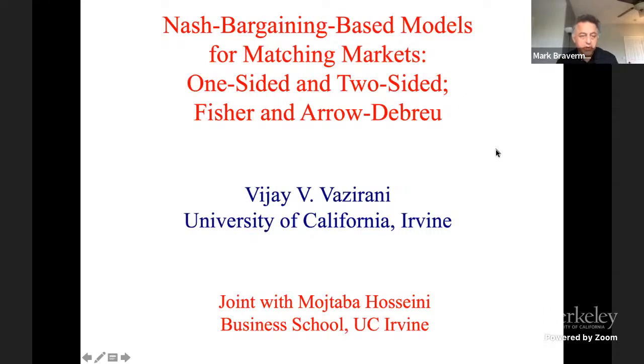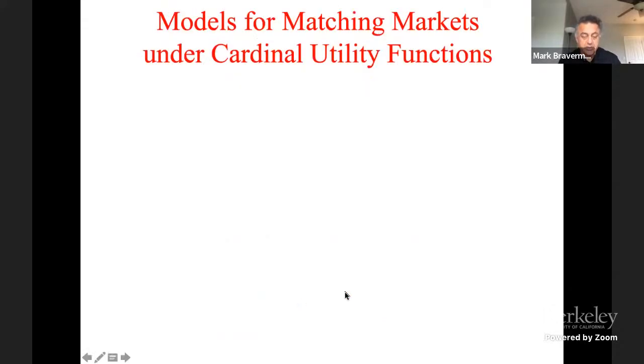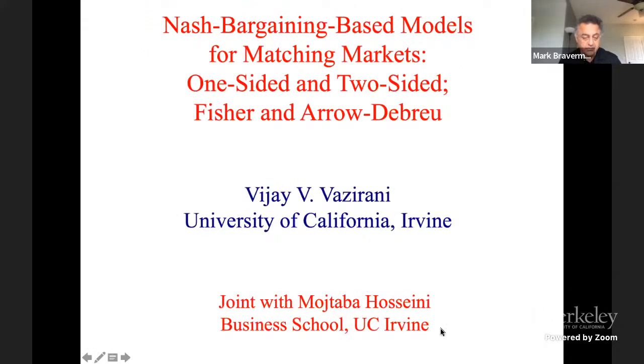Yeah, so I'm going to talk about matching markets, one-sided and two-sided, in both Fisher and Arrow-Debreu settings, but all defined from a new angle in this paper: the Nash-Bargaining-Based Models. This is joint work with Mojtaba Hosseini, who is in the business school at UC Irvine, a very fine student who couldn't make it at this time because he's interviewing. So he asked me to give this talk, but he has given the half-hour talk that is recorded. And a very nice one, that too.